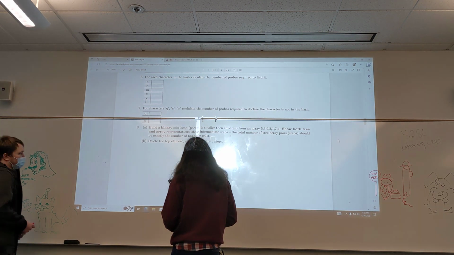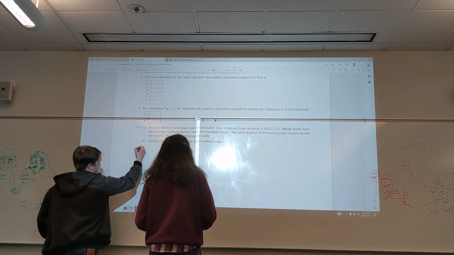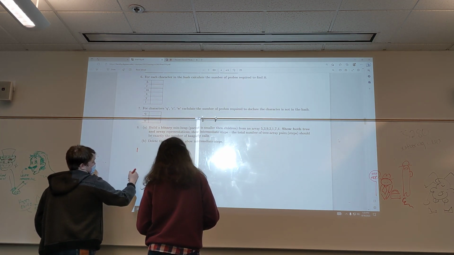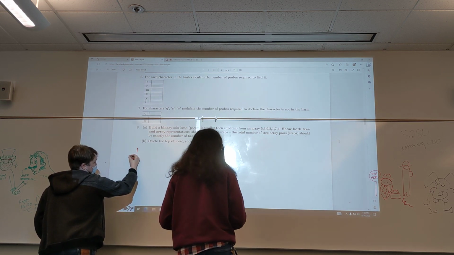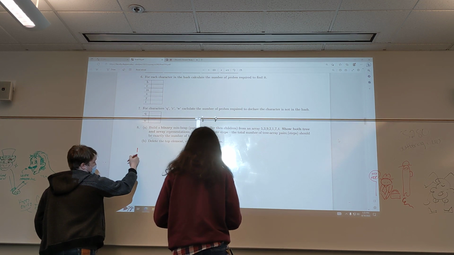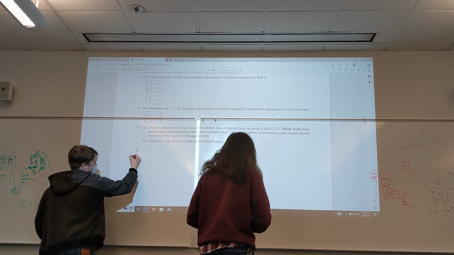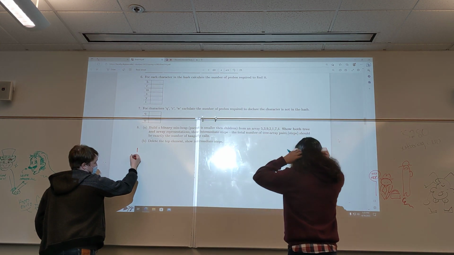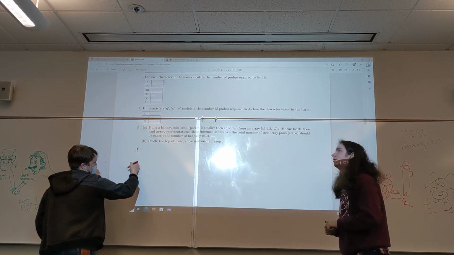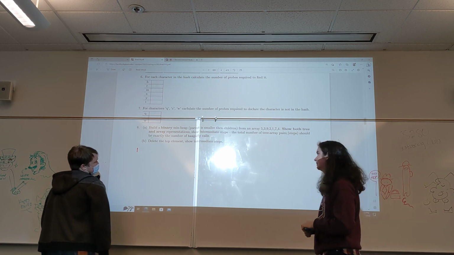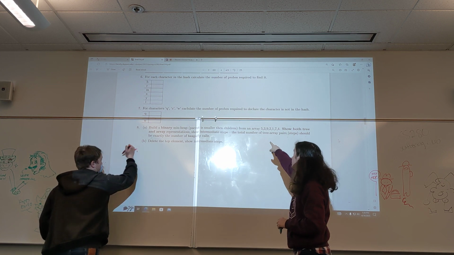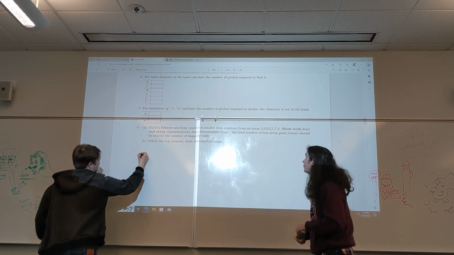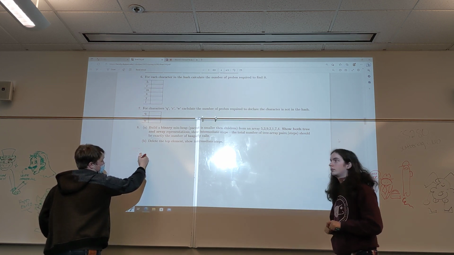So, we want to build a binary min heap from the array 5392174, which means that we should follow the insertion algorithm for a binary heap, which involves bubbling up and trickling down. So we should start by inserting 5. Yeah, we want to insert them in this order. Show every step, it says.